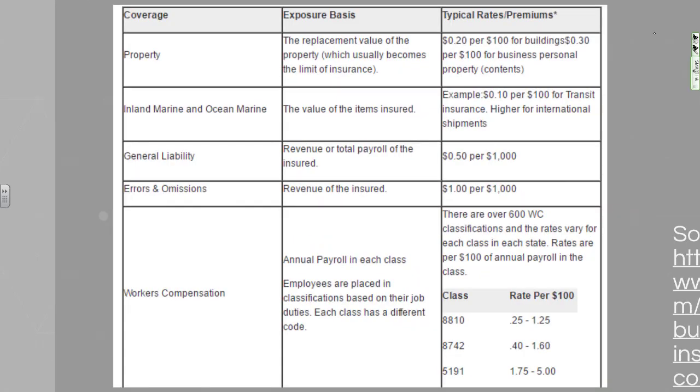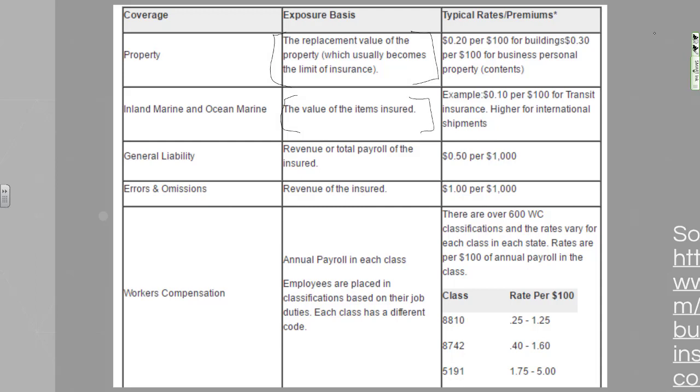Notice especially the exposure basis for each one of these types of coverage and think about whether each one of these is reflective of the riskiness of the underlying exposure and appropriate for the coverage it provides. So let's first look at property insurance. The exposure basis is the replacement value of the property, which usually becomes the limit of insurance. It makes sense that this is reflective of the riskiness of the exposure. Similarly, with inland marine, the exposure basis is the value of items insured.